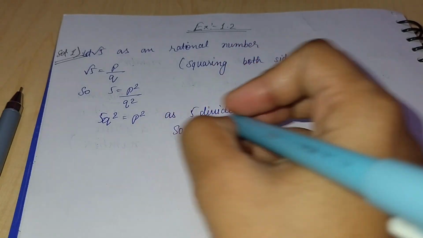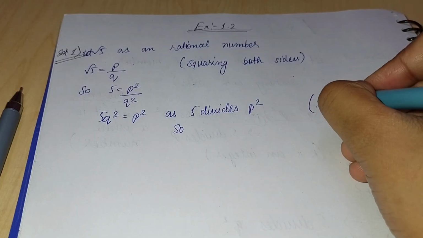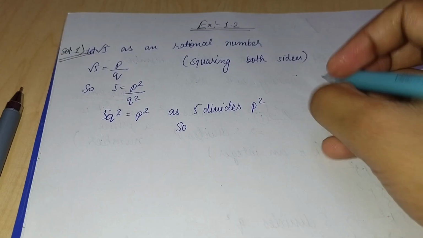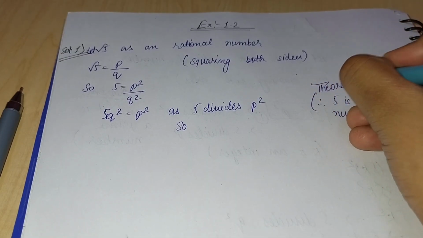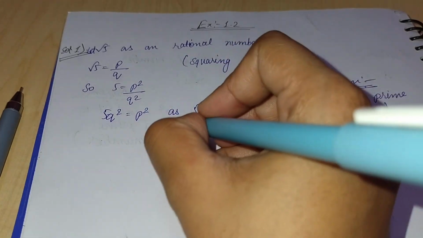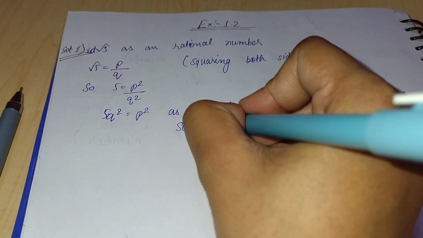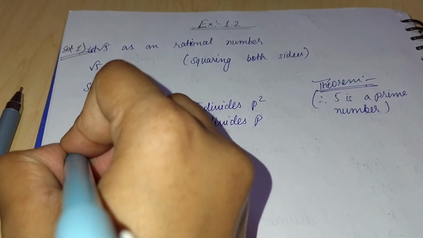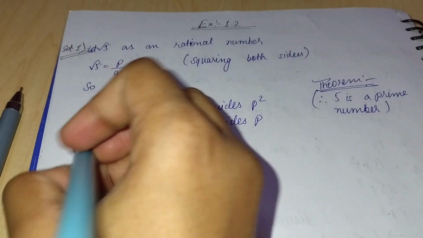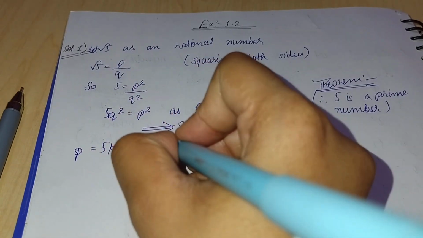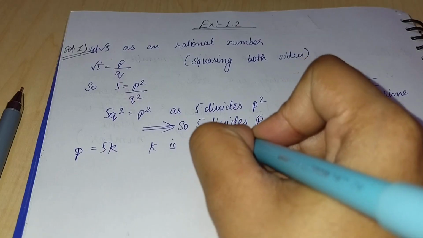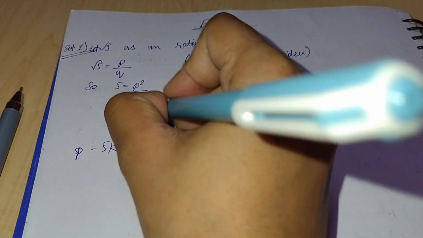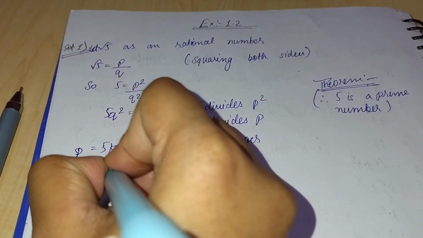As 5 divides p square, so 5 will also divide p according to the first theorem which we have previously read about. If p is equal to 5k, where k is any integer, because 5 divides p, so it will form an equation.